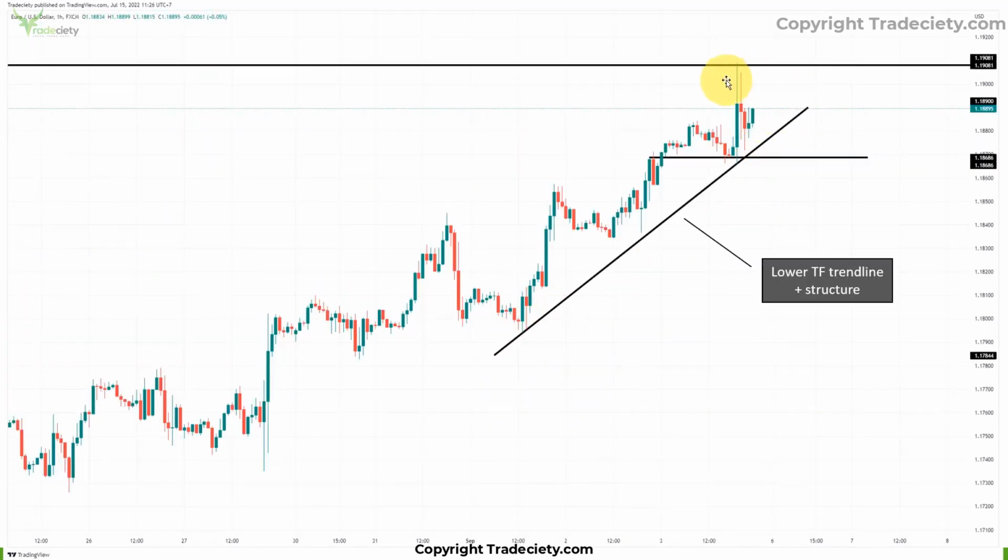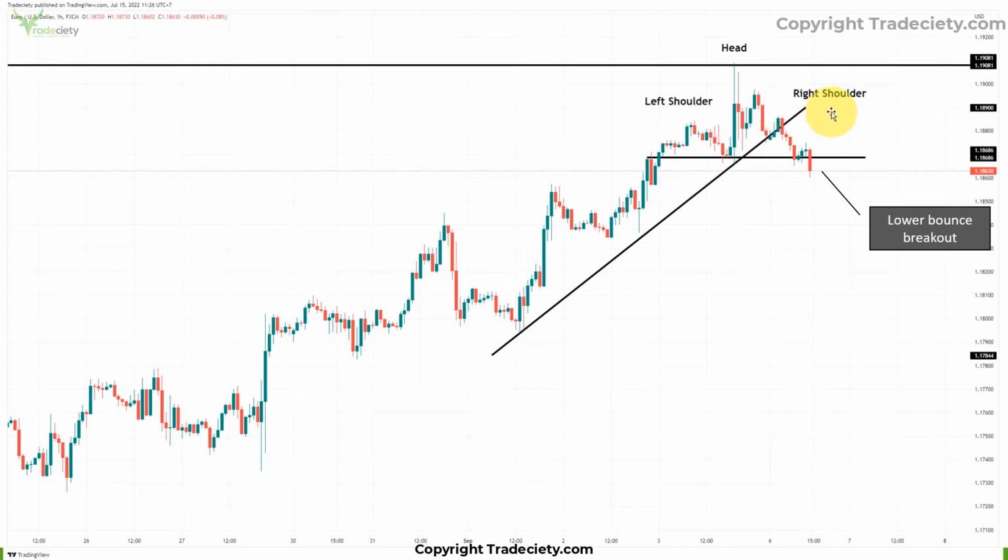We have the trend line. We have here the rejection. So that's a good starting point. We have the level that we can use for a breakout. A few candles later, we see that this is turning into a head and shoulders: the left shoulder, the head, the right shoulder. We have the lower bounce, breakout, a very strong breakout candle.